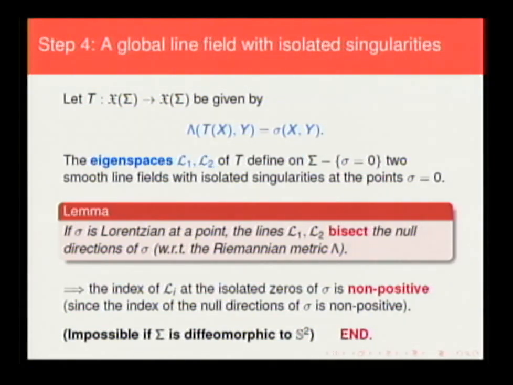So using again the Poincaré-Hopf index result, this is impossible if the surface is diffeomorphic to S2. So sigma, in fact, must be equal to 0, and the surface must be a translation of the initial surface S.